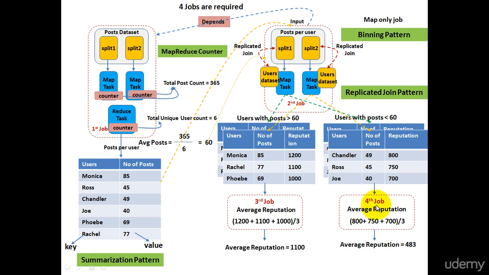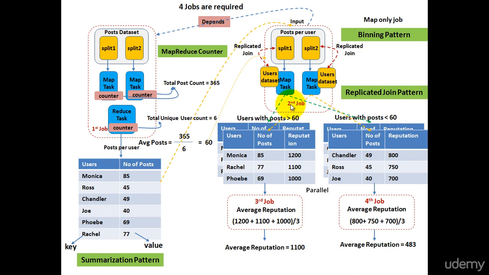Third job and fourth job must compute the average reputation of all the users in each bin. Hence one bin will be the input to the third job and another bin will be the input to the fourth job. Since these two bins are independent, third and fourth job will run simultaneously.